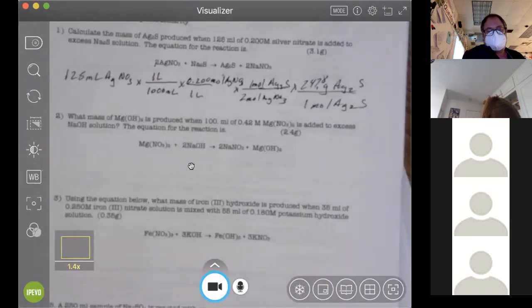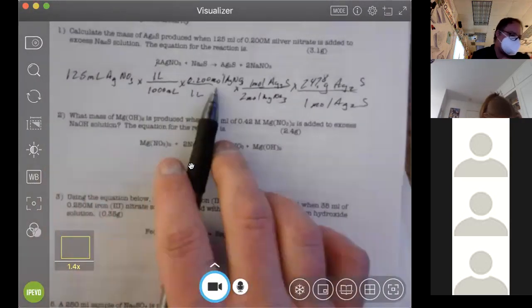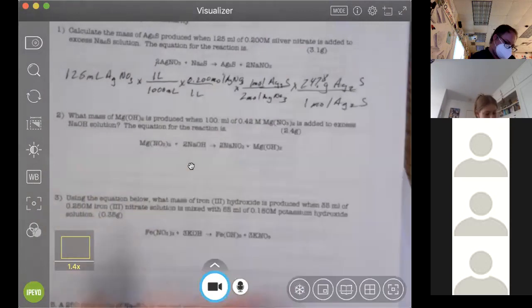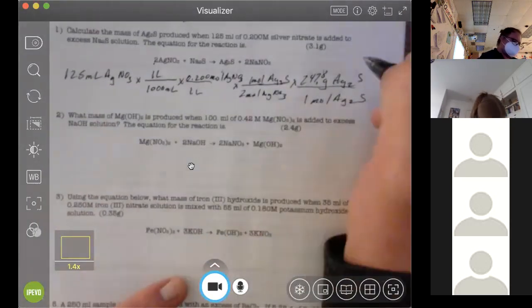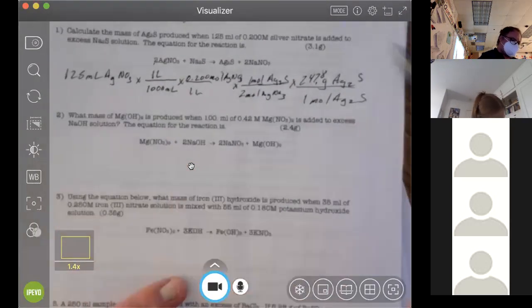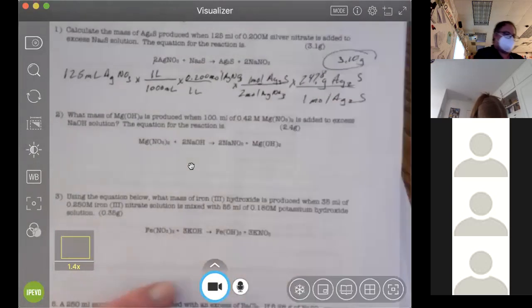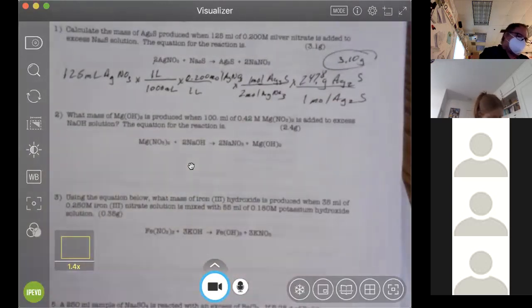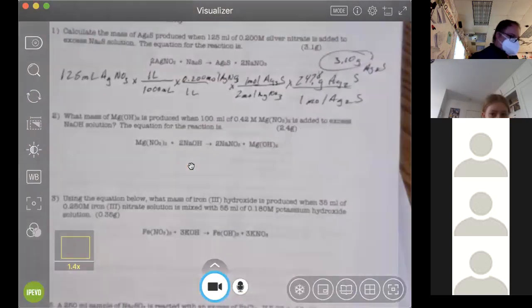Then you plug all that into your calculator: 125 divided by 1,000 times 0.2 divided by 2 times 247.8. The answer is 3.0975. With 3 significant digits, that's 3.10 grams of silver sulfide. So what is the only new step?